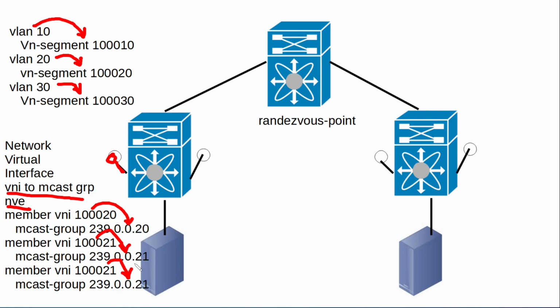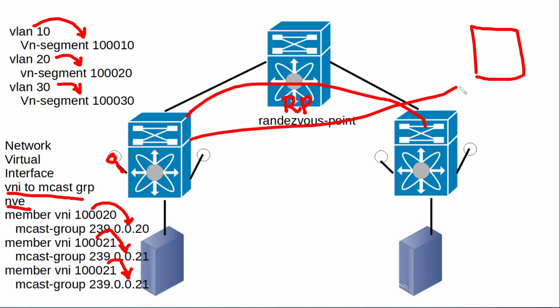Remember that in order to use VXLAN, you will have to use multicast for your ARP requests. In this case, your rendezvous point will be your spine switches. So if you had another spine, for instance, that other spine will be a rendezvous point. The rendezvous point's IP address will be the same, so you will be using Anycast rendezvous point.